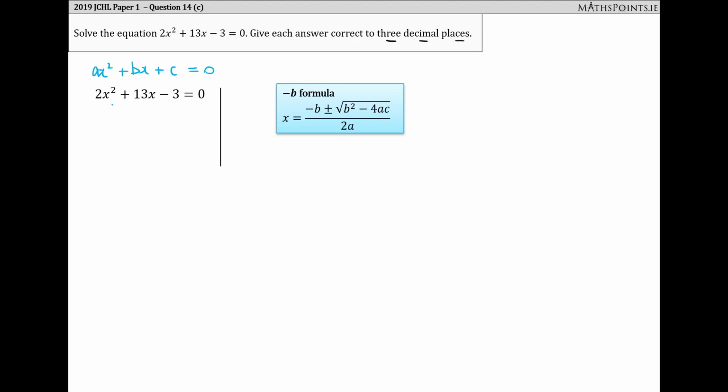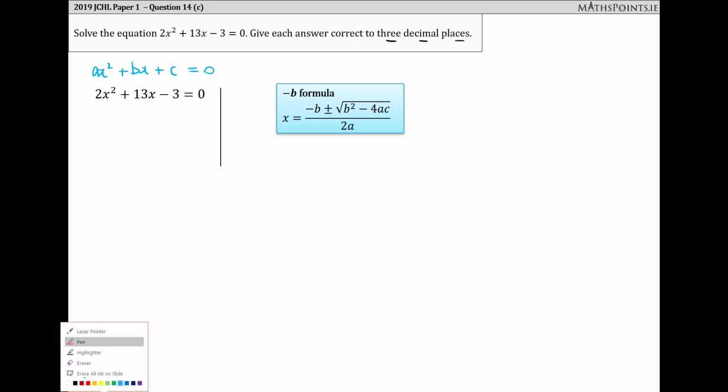Oftentimes you might get a quadratic equation that doesn't look in this format, and we have to rearrange it to make sure that the x squared term comes first, then the x term, and then the term independent of x. If the 2x squared was over on the right hand side of the equals, we'd have to bring it over to this side, or if the 2x squared was to the right of the 13x, again we'd have to rearrange it and make sure that the x squared term comes first.